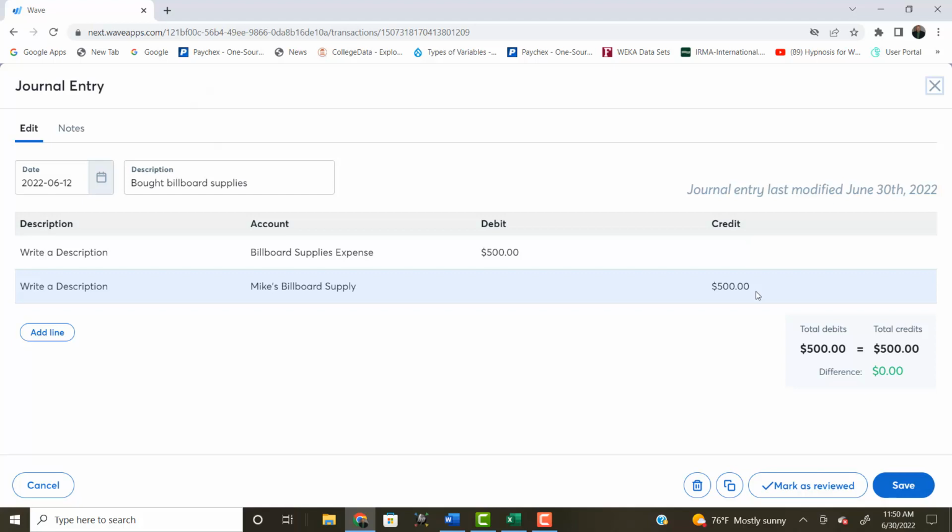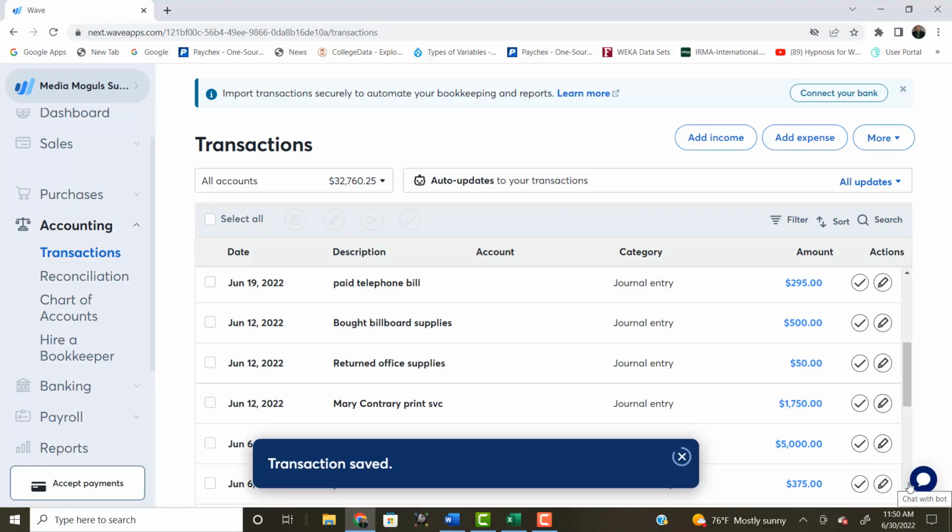That's a 200 level account. So we got the supplies. We took them back with us to make these billboards. We haven't paid for them yet. We haven't paid Mike's for them. We're going to pay him in 30 days or whatever. Actually, we'll pay him in July. You don't have July entries, so you don't have to worry about it.